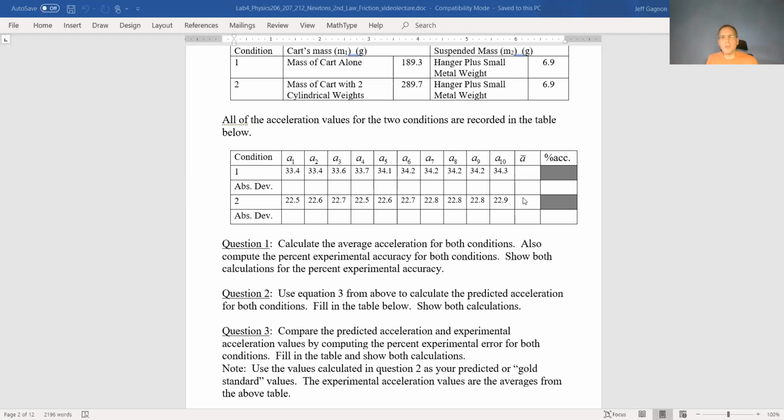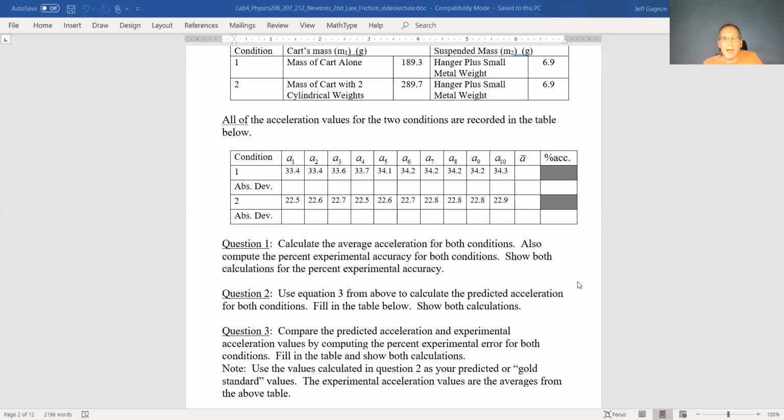Then I want you to compute the percent experimental accuracy. I gave you these other rows here so you can find, remember you have to find all the absolute deviations first, like how far each one is from the average. Then you average these absolute deviations, round to 1 decimal place again. And then finally, remember it's the average absolute deviation divided by your average acceleration times 100. That will be your percent accuracy.